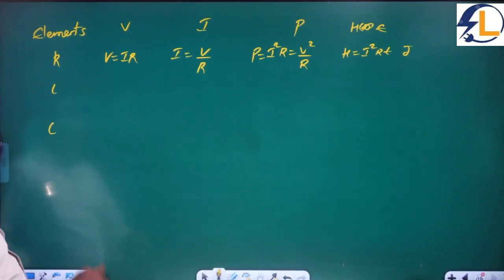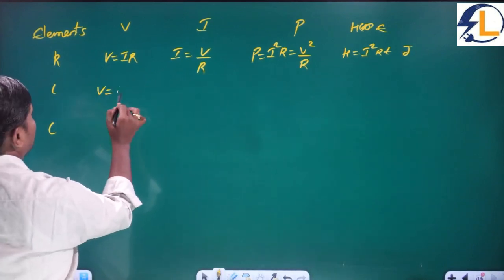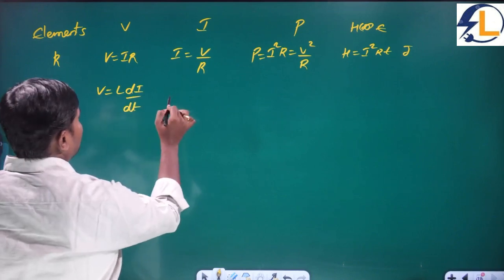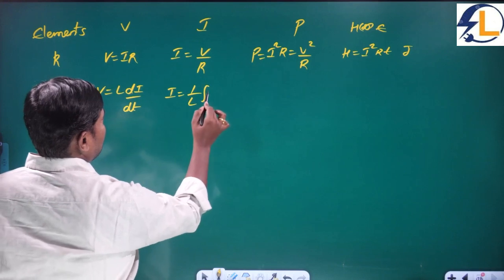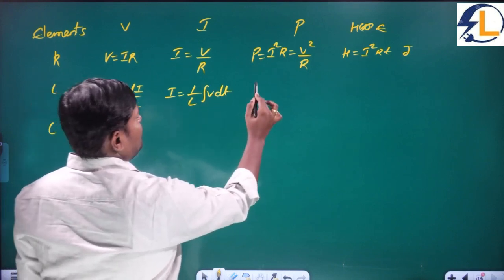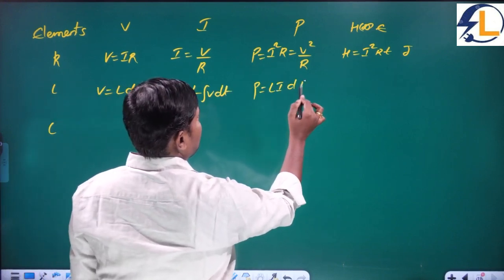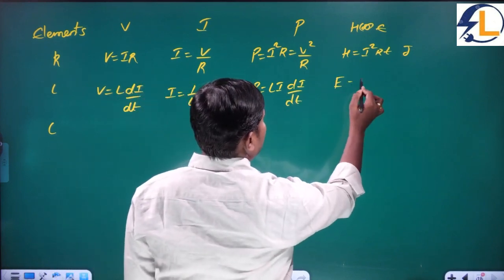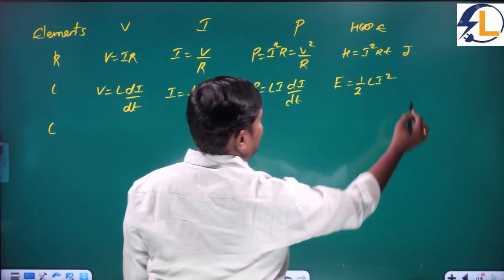And for the inductor, V is equal to L di by dt, I is equal to 1 by L integration of V dt. Power is equal to Li di by dt, and energy is equal to half Li square.